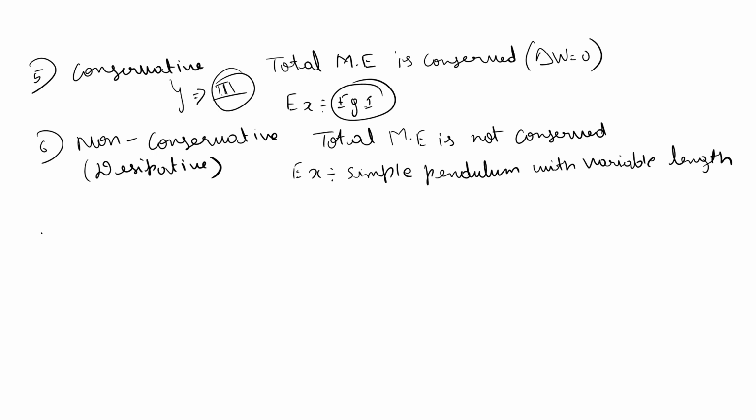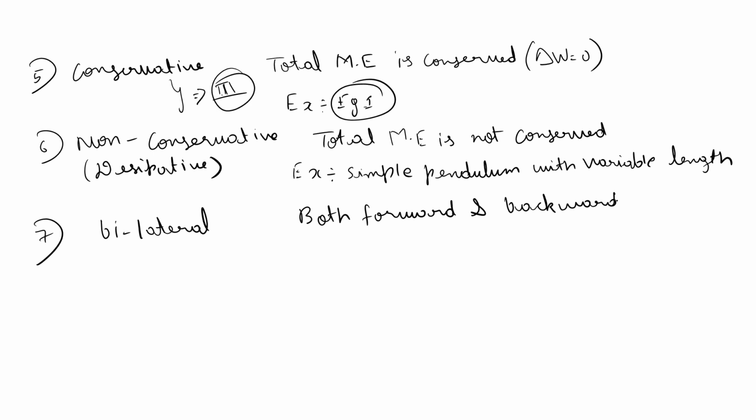Then we have one more form, bilateral and unilateral. So bilateral is where both forward and backward motions are possible. Both forward and backward motions are seen in the equation form. You can see that in any equation format. The example for this will be a simple pendulum with constant length, Eg1.